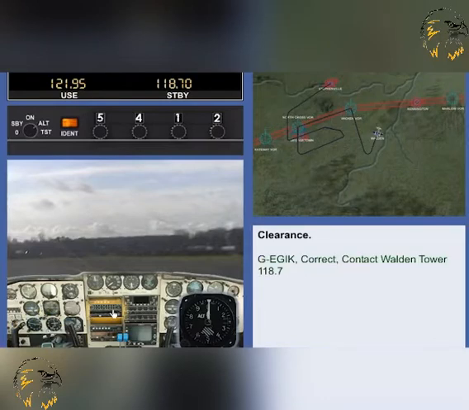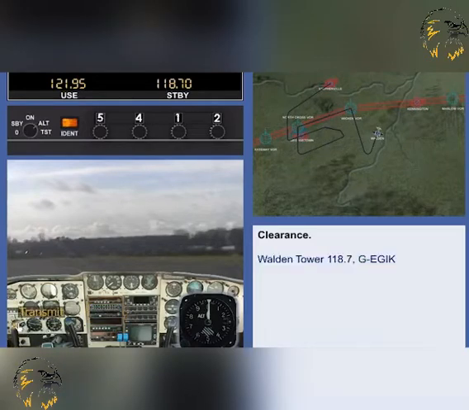Golf Echo Golf India Kilo, correct. Contact Walden Tower 118.7. Walden Tower 118.7. Golf Echo Golf India Kilo.